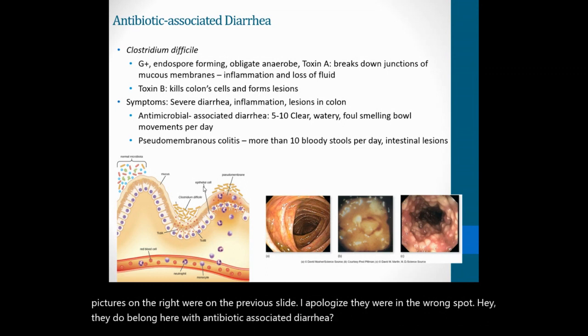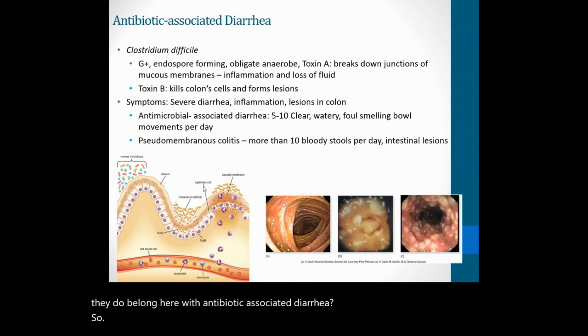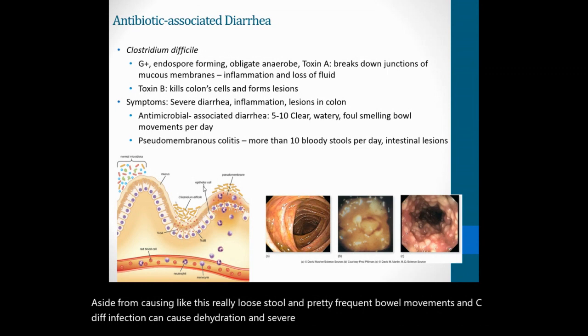So, aside from causing this really loose stool and pretty frequent bowel movements, C. diff infection can cause dehydration and severe diarrhea. Abdominal pain and cramping, mainly in the lower abdominal area, nausea, and loss of appetite.